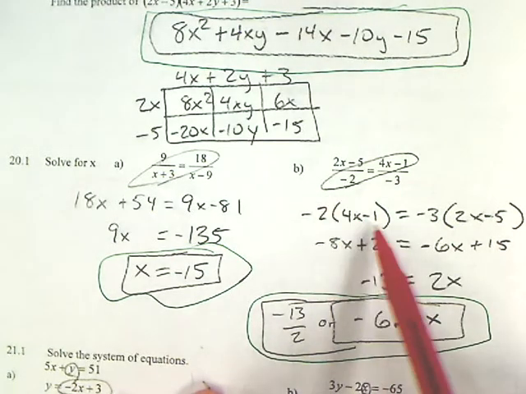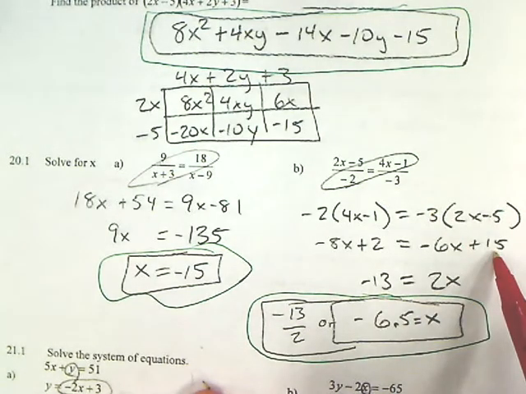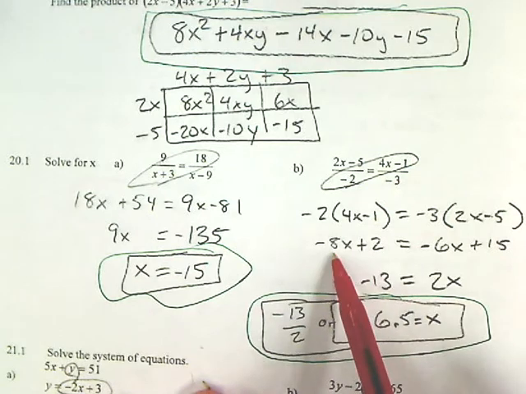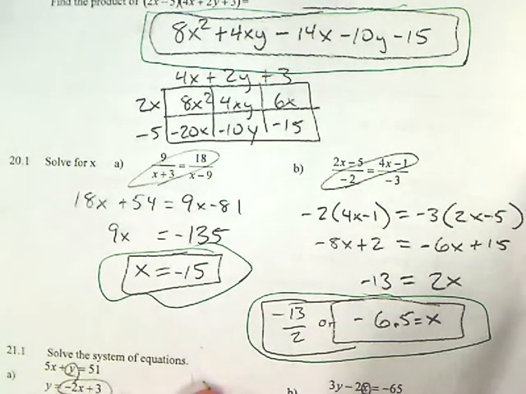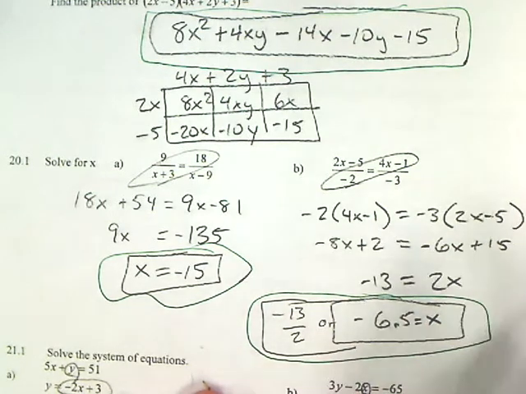-8. +2. -3 times that. -2x. +15. Add 8x to both sides to get rid of this -8x. Subtract 15. Divide. And I accepted either answer.